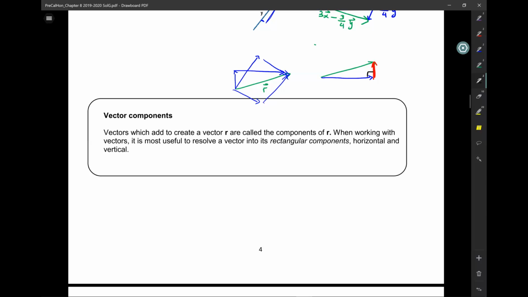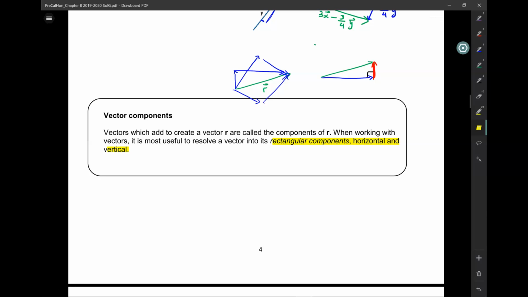So I have drawn 4 pairs of components for this vector. They're all components. The last ones I drew, however, because there is a horizontal and a vertical one, are called rectangular components. Right? This is horizontal and vertical.